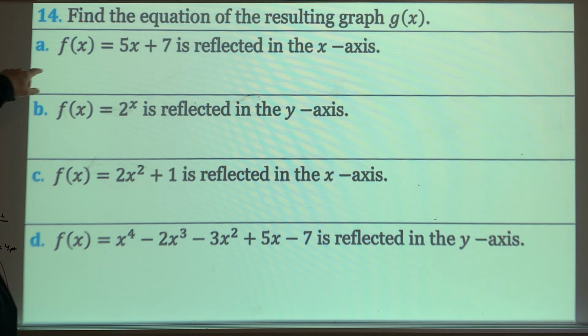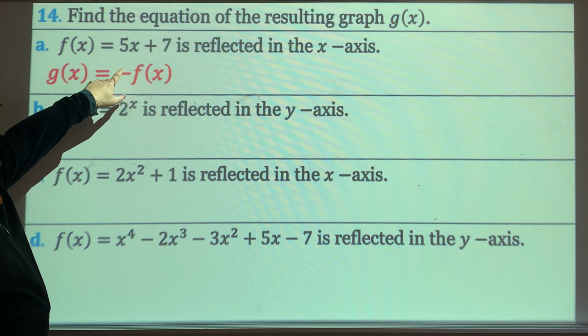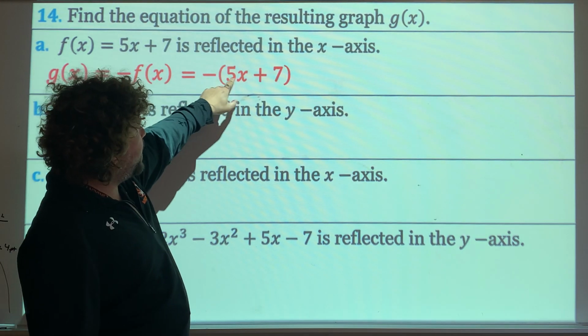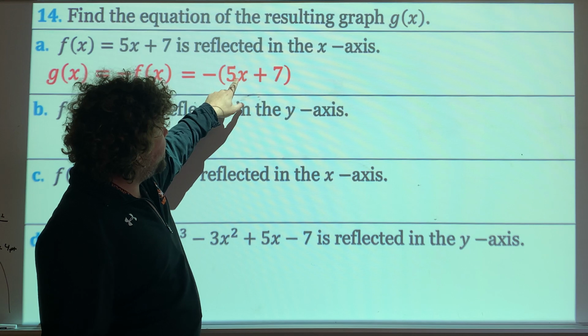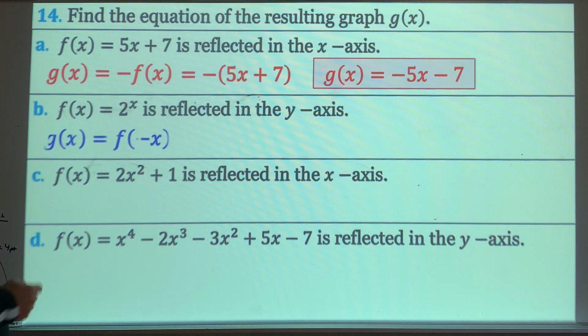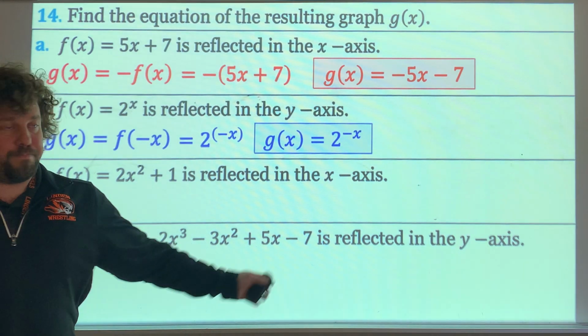So first one, reflected in the x-axis. All right, that is your negative f of x. So what I do is I take this whole equation and I multiply it by negative 1. So negative 5x plus 7, negative 5x minus 7. All right? Got it? Next one. If it's reflected in the y-axis, it's f of negative x. 2 to the negative x, which is your answer. That's it.